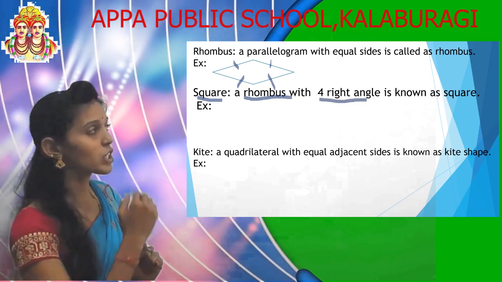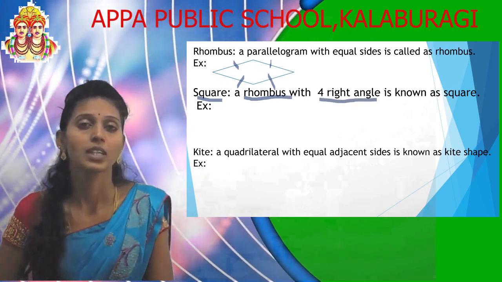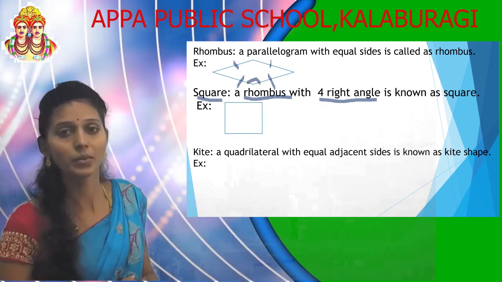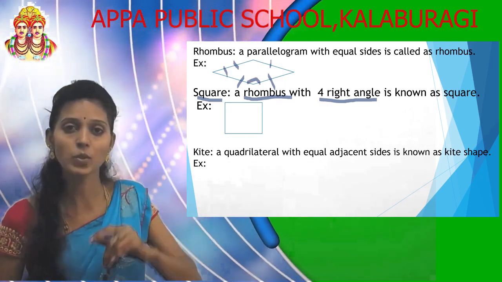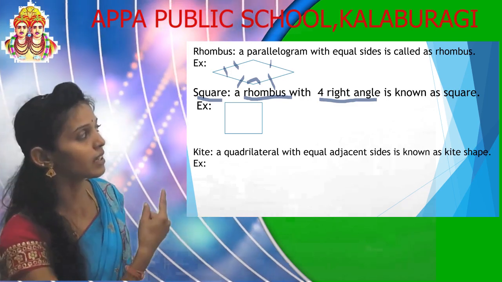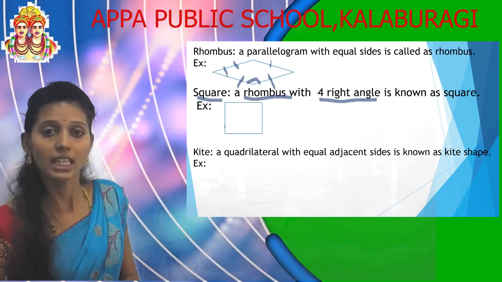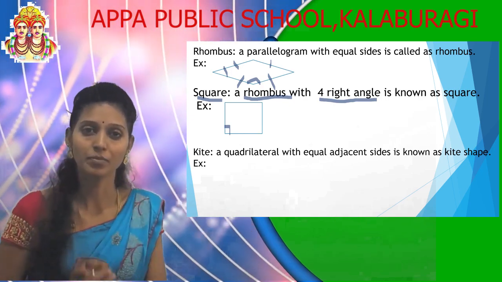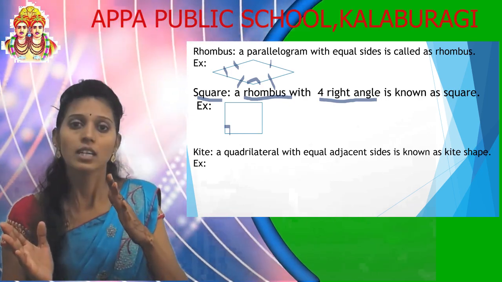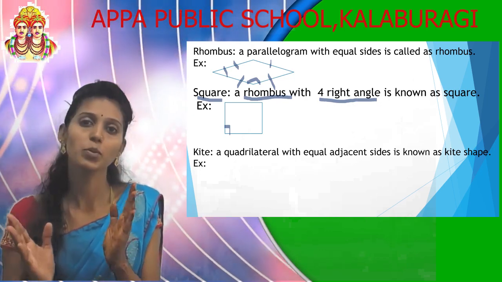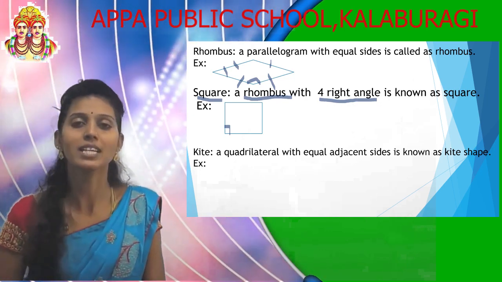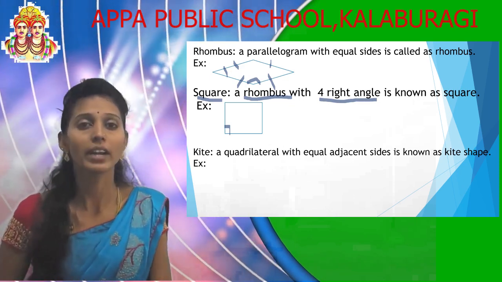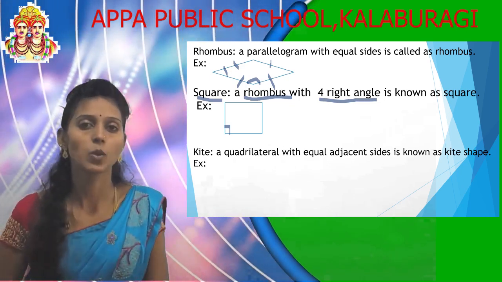Then what is the relation between rhombus and square? In the same rhombus, you can observe the angles. Obtuse and acute angles are there, right? If those angles are changed to right angles, the same rhombus changing its shape to right angles, then it is known as a square. The same rhombus with 4 right angles is nothing but a square.